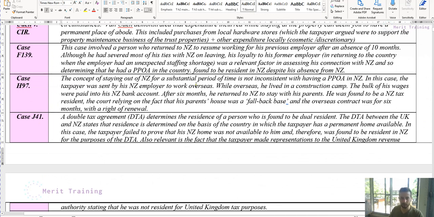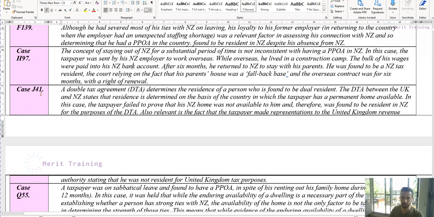So this guy lived overseas for a long period of time in a construction camp, but the connection was deemed by the court because he had wages paid to his New Zealand bank account. He also stayed with his parents in New Zealand, particularly on the fact that his parents' house was like a fallback, and the overseas contract was only for 6 months with a right of renewal, not a guaranteed renewal. So he was kind of deemed to have a connection because he was like, well, if this falls over, I'll just get back to my parents' house. That's my fallback plan. That's a connection. Therefore, PPOA.